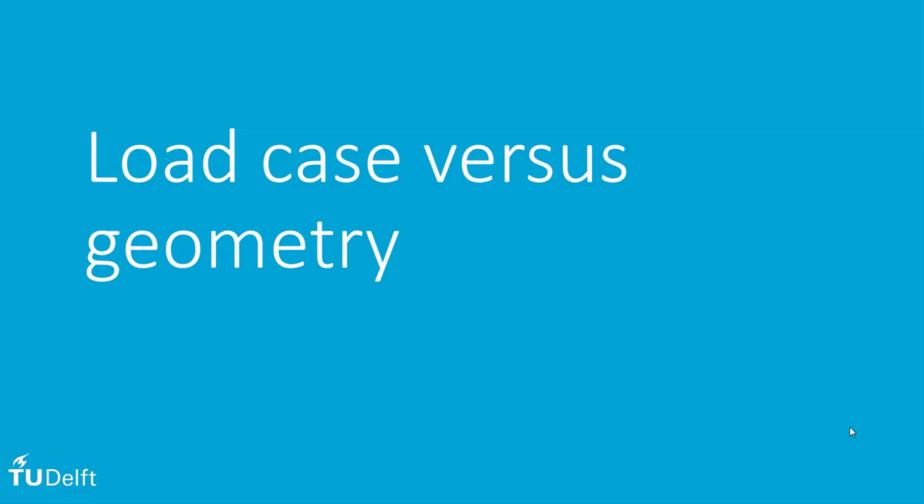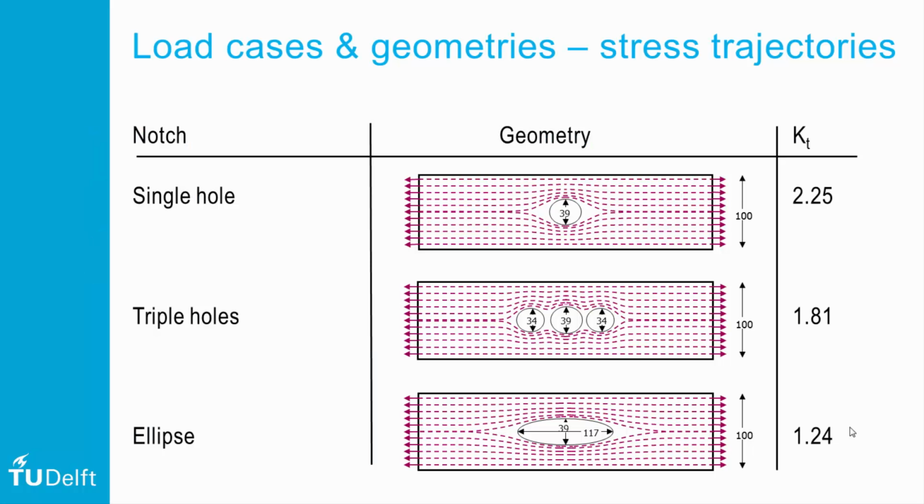Now we have seen that the stress concentration factor describes the influence of the geometry and is independent of the stress applied. However, it's not independent of the load case applied. So let us look at the role of the load case and the geometry on the value of the stress concentration factor. Let us first compare these three examples. We have a circular notch in a plate with width 100 mm. Then with the equation of Haywood we can calculate that the corresponding stress concentration factor is 2.25.